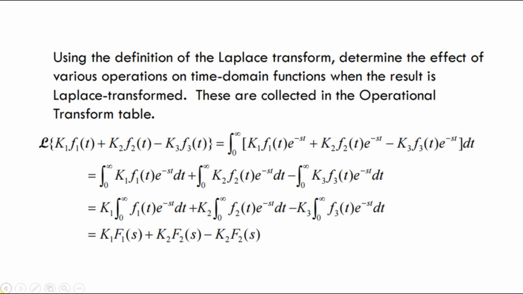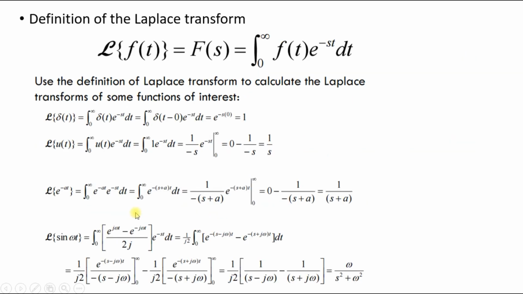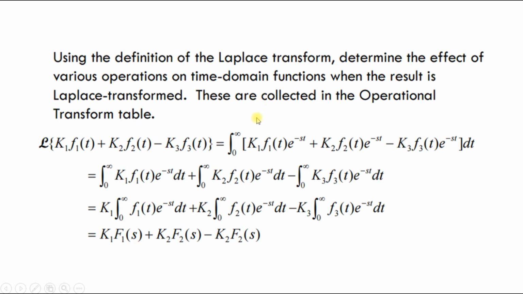So the corresponding functions are replaced by k1 into f1 of s. I already told that this function, integral 0 to infinity f1 of t e power minus st dt, is nothing but f of s. So in the previous formula f of t is present, but here instead of f of t, f1 of t is present, so this is replaced by f1 of s, and similarly by k2 into f2 of s minus k3 into f3 of s. Sorry, I made a mistake here, it is k3 into f3 of s.